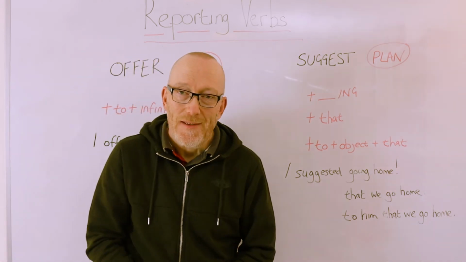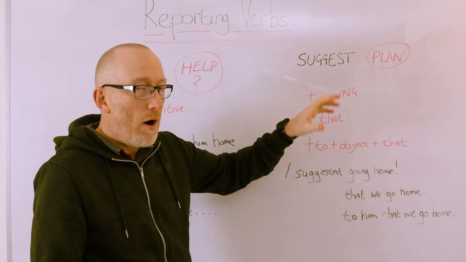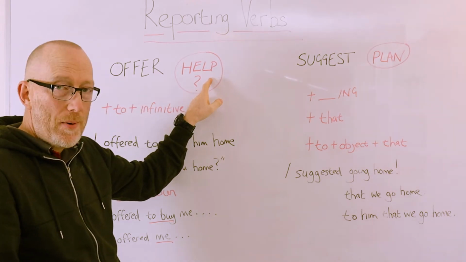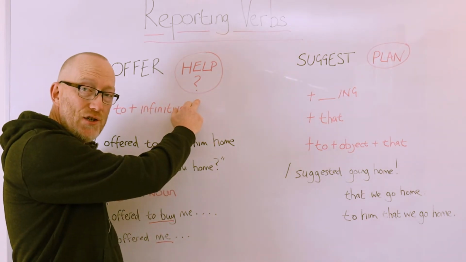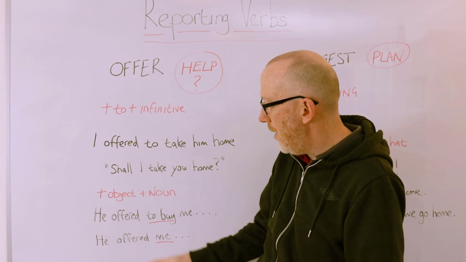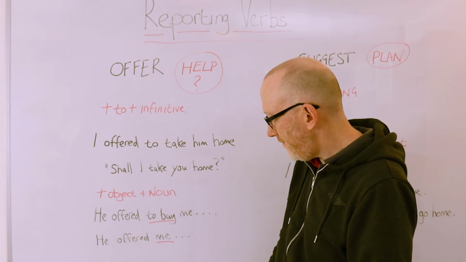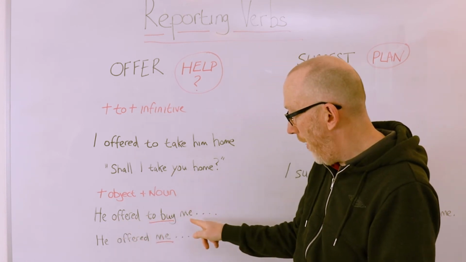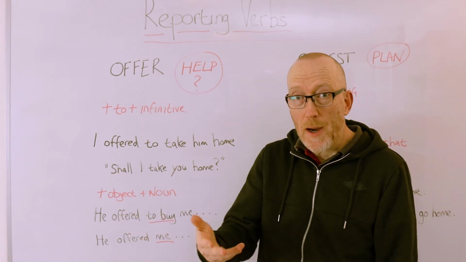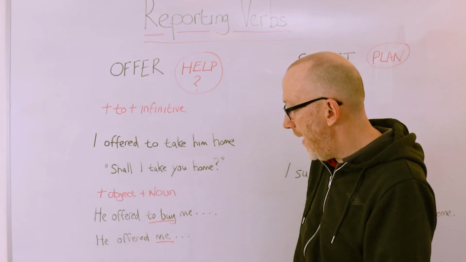So, as you can see, these two verbs are used very differently. Suggest is for offering plans of action. Offer is for help, and it is usually used in a question form. Now, there is another way we can use offer as well. We can use offer with an object and a noun. So, for example, he offered to buy me a drink. The question would be, can I buy you a drink? Shall I buy you a drink? He offered to buy me a drink.